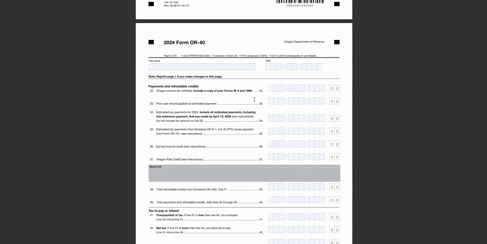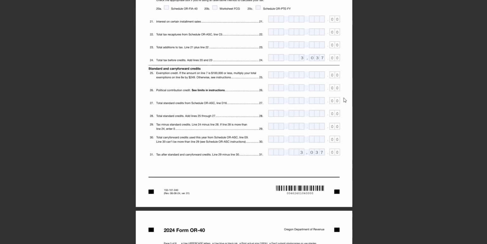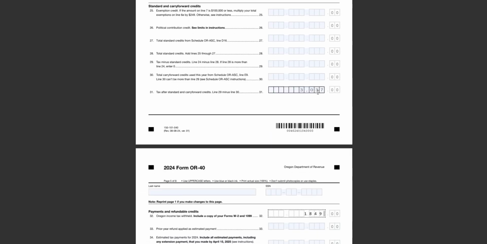All right, Oregon income tax withheld. This is going to be for my W-2 and 1099, and my tax withheld for the state was $1,849.21. So already I know that I'm going to owe in the state of Oregon. I'm going to owe taxes in this situation here.